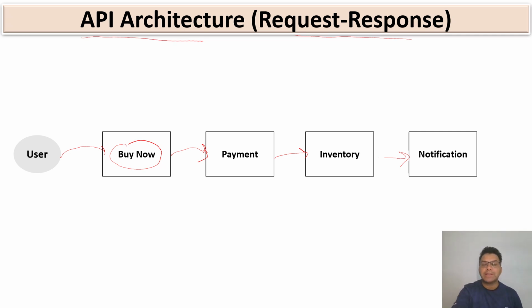In fact, let's say the inventory service is taking much longer time or it is down. In that case, a rejection would be passed on towards the user and user will not be able to do the complete process of buying the product, which is the challenge.